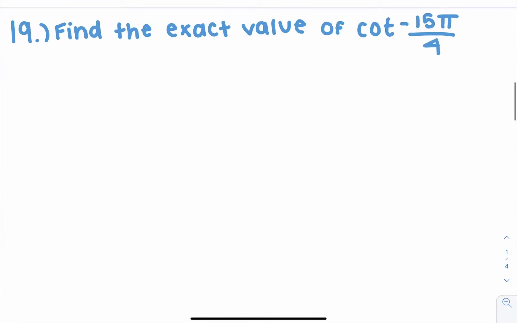Our next problem is number 19, which is pretty similar. This one asks for the cotangent of negative 15 pi over 4. So in this case, again, we know we're moving this way because it's a negative angle. Since 15 seems kind of big, what I'm going to try is see what negative 2 pi is in terms of pi over 4. If I need to get a common denominator of 4, I'm going to multiply both top and bottom by 4, so I'll get negative 8 pi over 4.